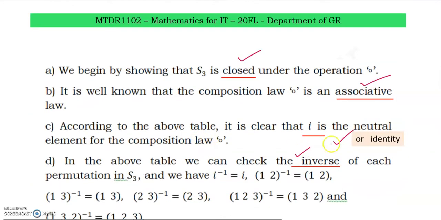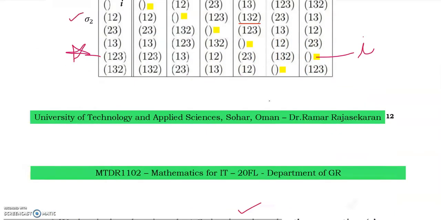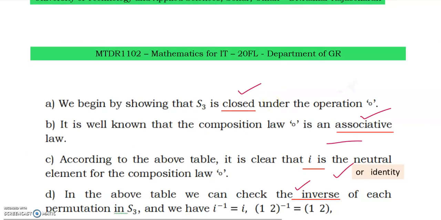What is associative? Associative means you take any 3 elements. You take sigma 2, sigma 3 and this sigma 6. You take any 3 elements, you do the composition, and finally you get both sides equal. That is associative. Clearly associative is also true.